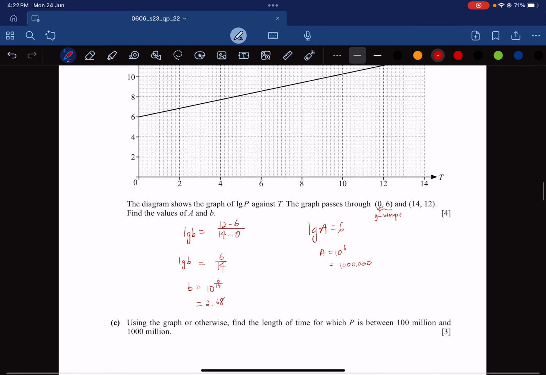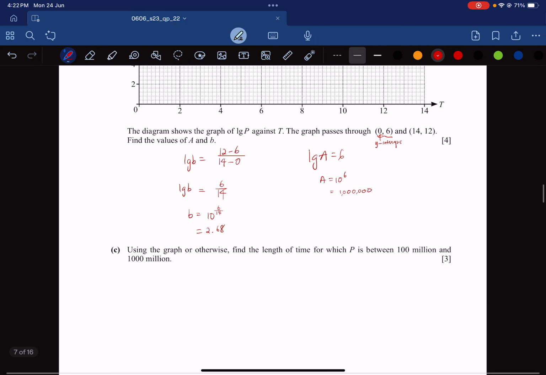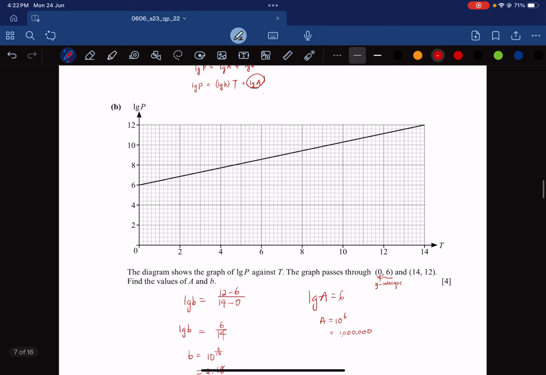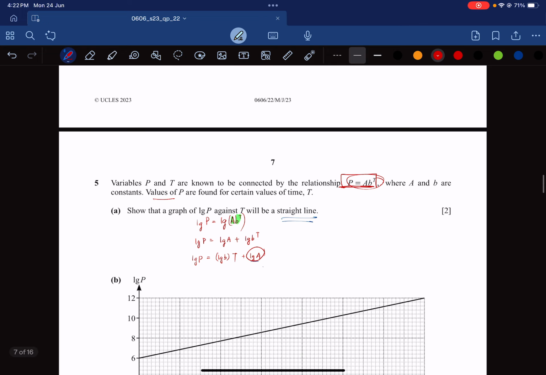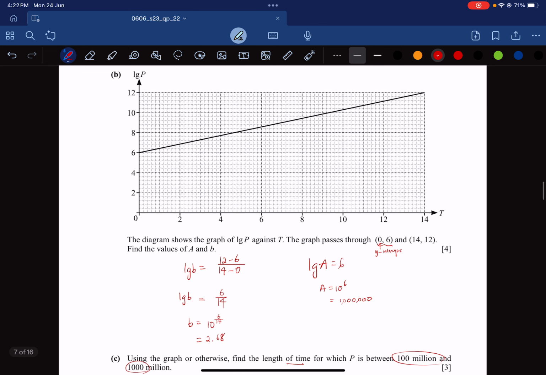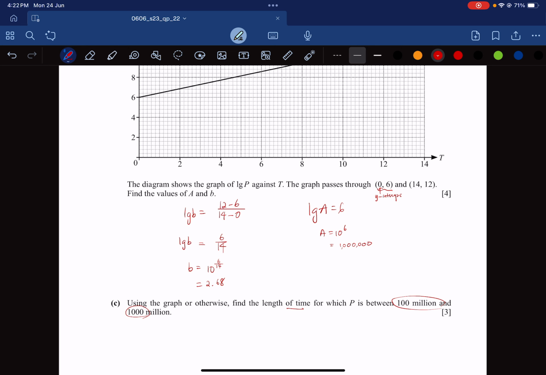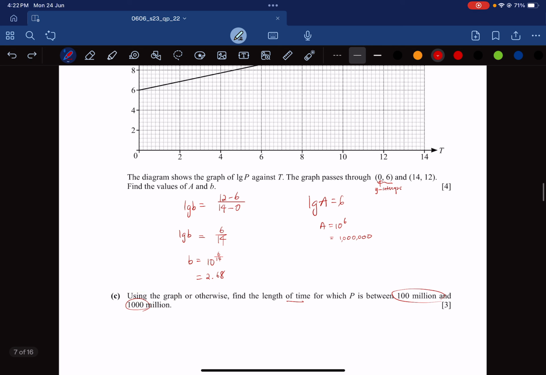Right, okay. So using the graph or otherwise, find the length of time for which p is between 100 million to 1000 million. Let's see, what is the unit of p? Values of p, right, there's no unit for p. So using the graph, you either use the graph or use some algebra or whatever.